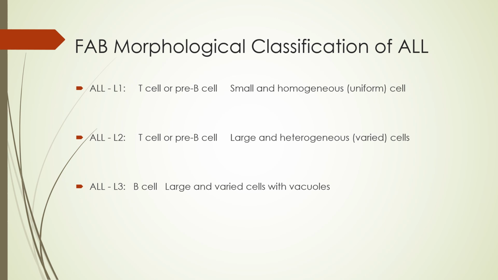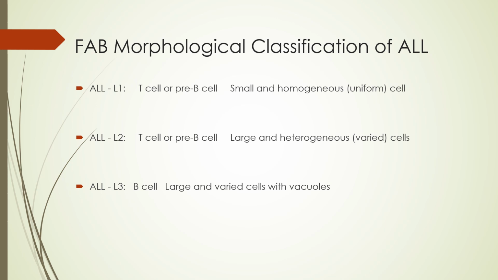This is the FAB morphological classification of acute lymphoblastic leukemia. As already told, in acute lymphoblastic leukemia there are a lot of lymphoblasts in the bone marrow and in the peripheral blood. The lymphoblasts are abnormal, and the abnormality is due to a genetic abnormality. There are 3 types, according to how they look. Acute lymphoblastic leukemia L1, it may be either T cell or pre-B cell. The lymphoblasts are small and of the same size and shape. So small, homogeneous, uniform cells.